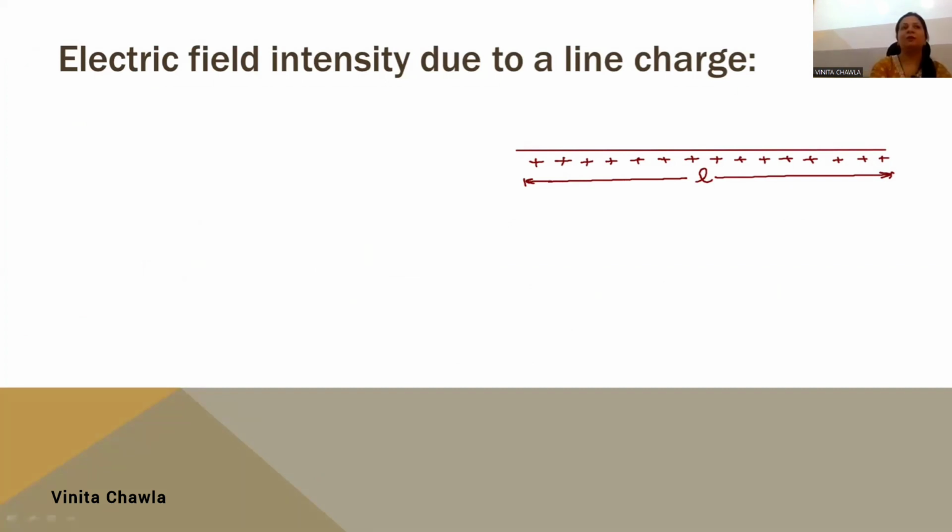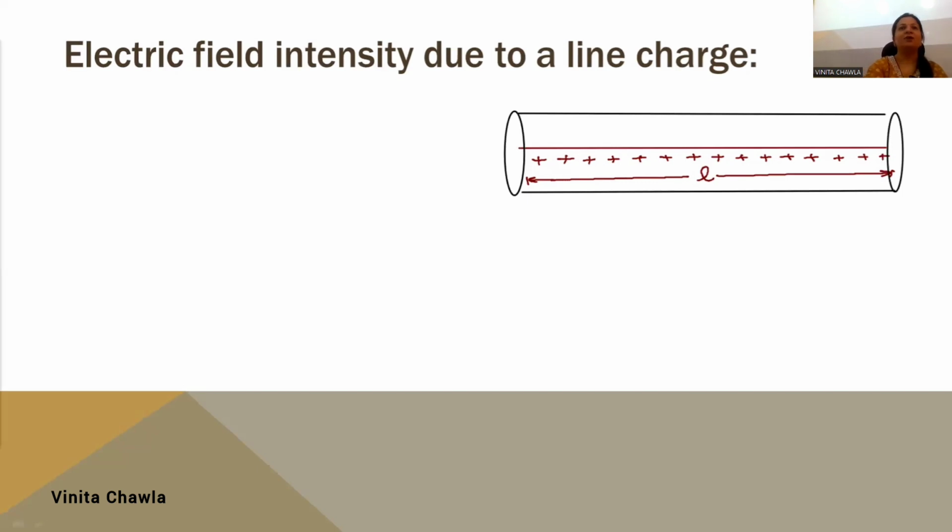So the Gaussian surface should be cylindrical in shape, because everywhere on the cylinder you will see either the electric field intensity is constant or it is zero.